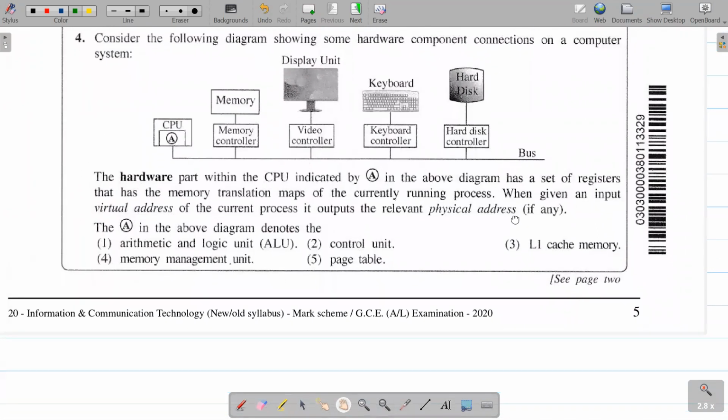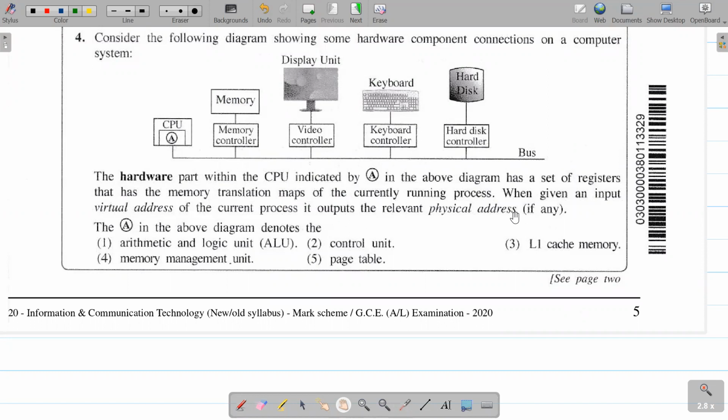Right. Consider the following diagram showing some hardware component connection on a computer system. So it says hardware component connections on a computer system. Then it says the hardware part within the CPU indicated by A in the above diagram has a set of registers that has the memory translation maps of the currently running process. When given an input virtual address of the current process, it outputs the relevant physical address, if any.